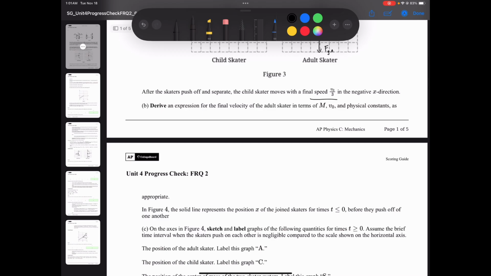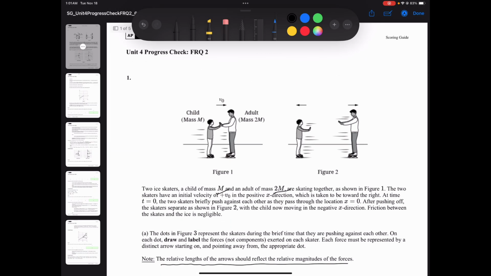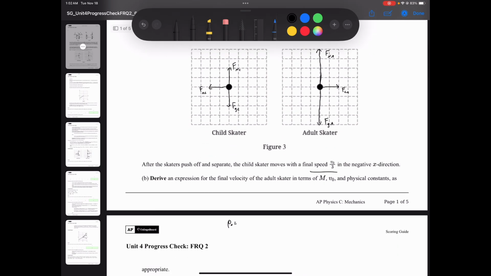I'll derive it over here. Well, the initial momentum of the system is just equal to, right? So we have m v naught over here for the child, and then we have 2m v naught for the adult, right? And then the final momentum of the child is going to be m v naught over 3 traveling to the left, and then the momentum for the adult is unknown, right? So we have 2m times vf for the adult. We don't know what vf is.